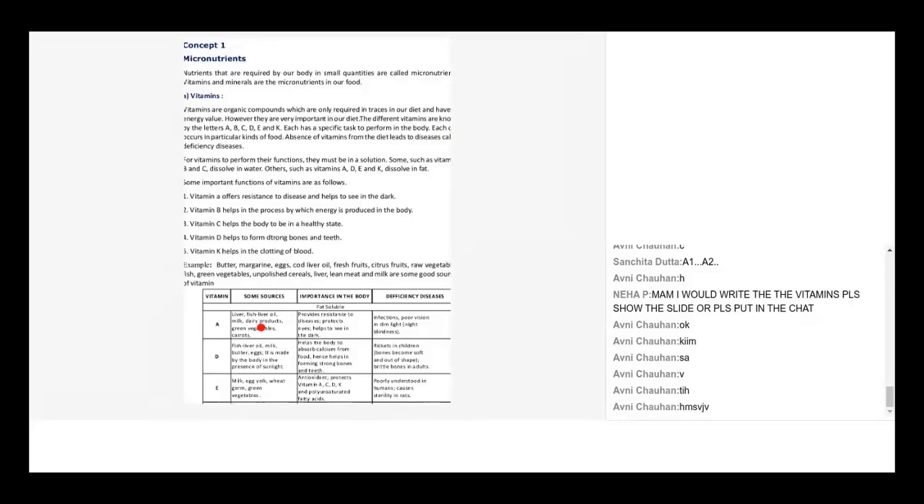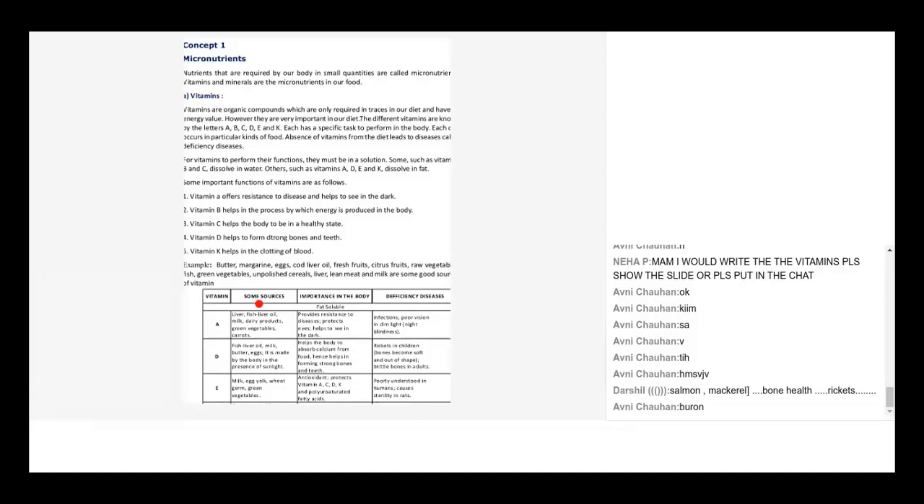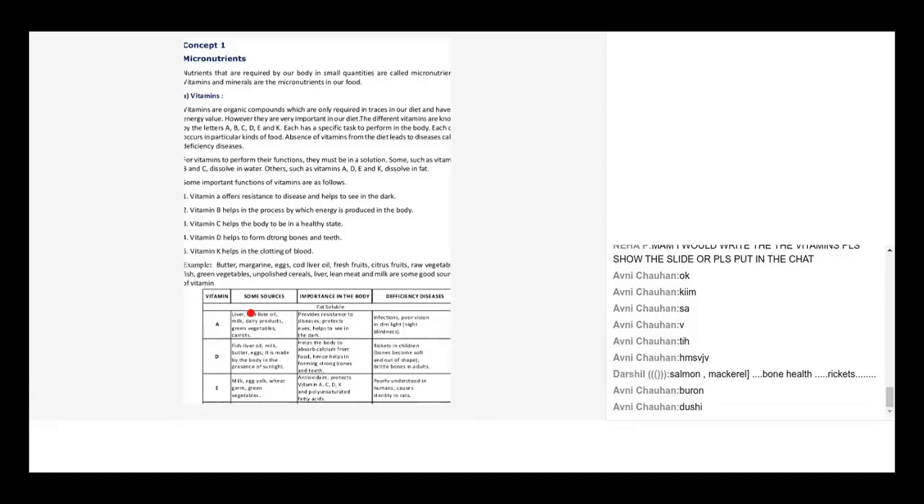Just listen to me and that should be good enough. So when I say vitamin A, you get vitamin A in liver. Which liver? You get it in the liver of animals, like maybe goat, chicken, the mutton liver and all. You get it in fish liver oil, as Neha was saying, cod liver oil. Cod is a kind of fish. They make a special kind of oil with the liver that is known as cod liver oil.